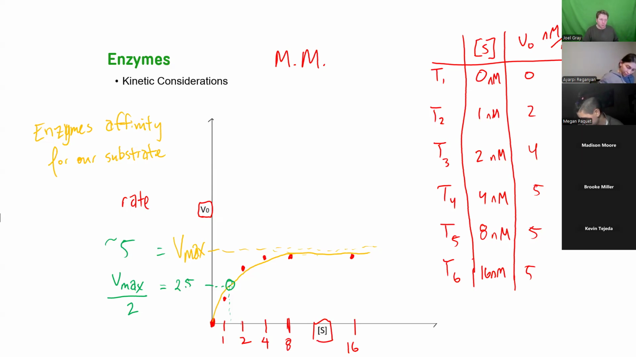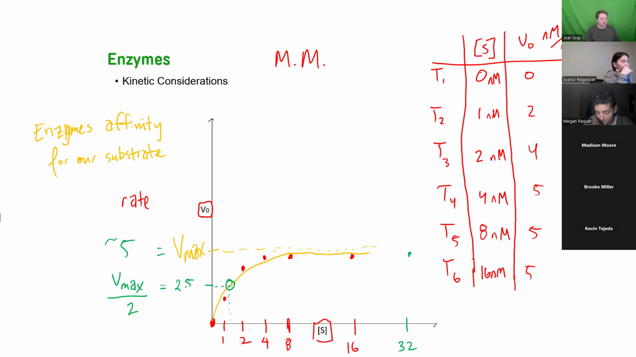So what we're looking for there is not necessarily that we got 2.5. That's half of our maximum velocity. But what we're most interested in is what concentration of our substrate gets us there. So you can think about it as, let's pick an extreme. If we give our enzyme 32 nanomolar of our substrate, our enzyme is going to work as hard as it possibly can. That's going to put us approximately right here. The maximum velocity is going to be achieved. Done.